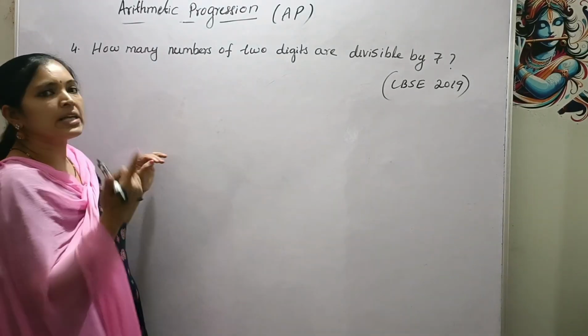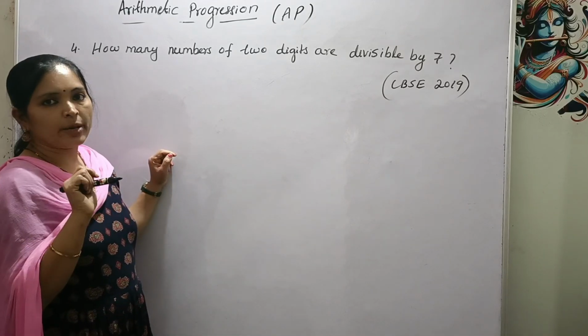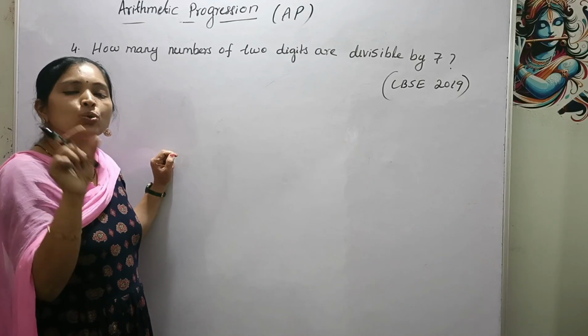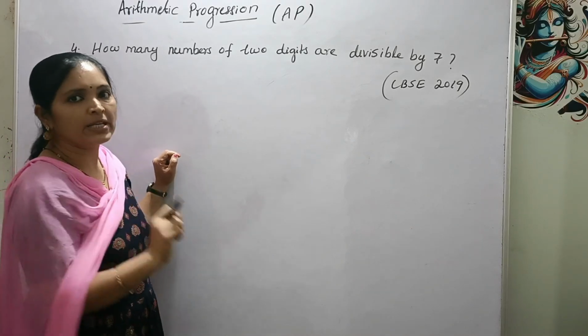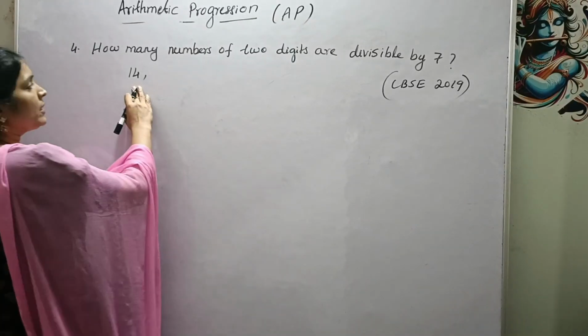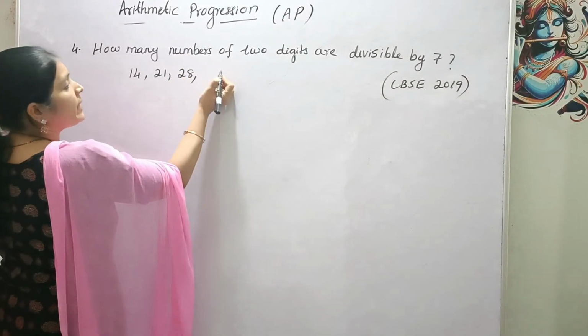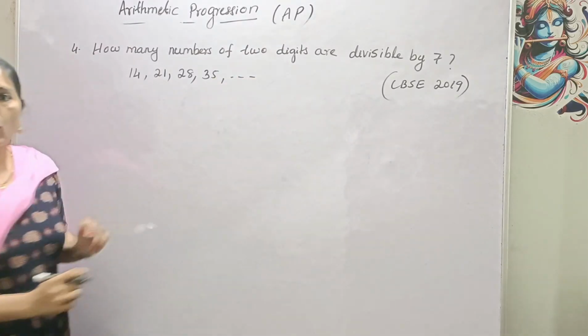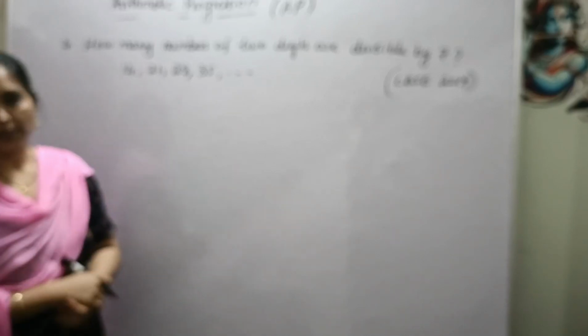We know that 7 ones are 7, it is a 1-digit number, 7 twos are 14, right? So 14 is the first 2-digit number which is divisible by 7. After that, 14 plus 7, 21, then 28, then 35, etc. Now we have to find how many such 2-digit numbers are there.